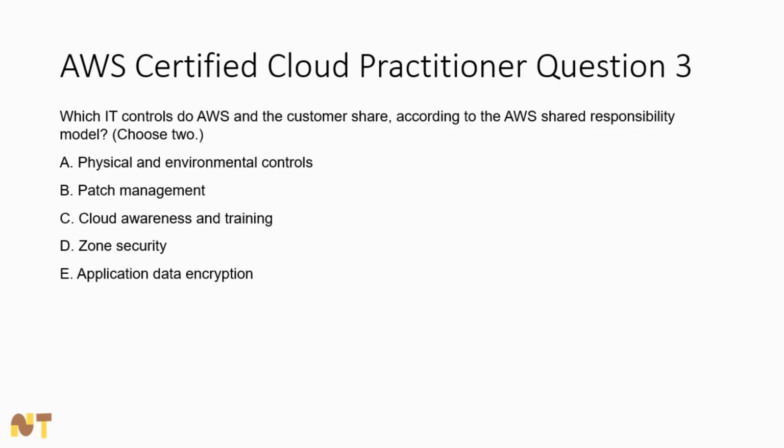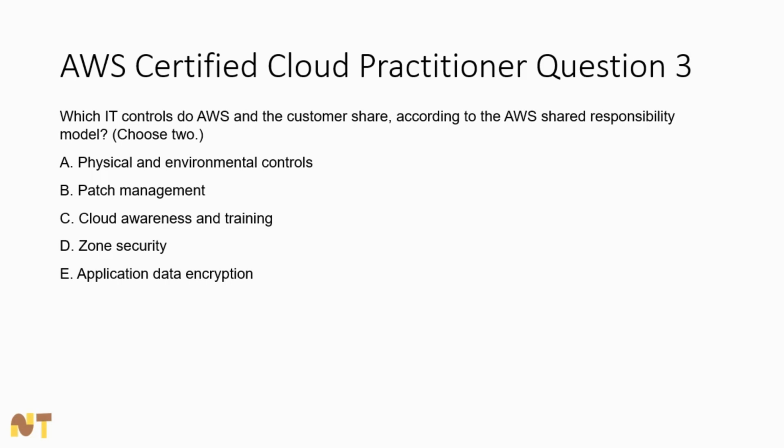Which IT controls do AWS and the customer share according to the AWS shared responsibility model? Choose two. Options are A. Physical and environmental controls, B. Patch management, C. Cloud awareness and training, D. Zone security, and E. Application data encryption.